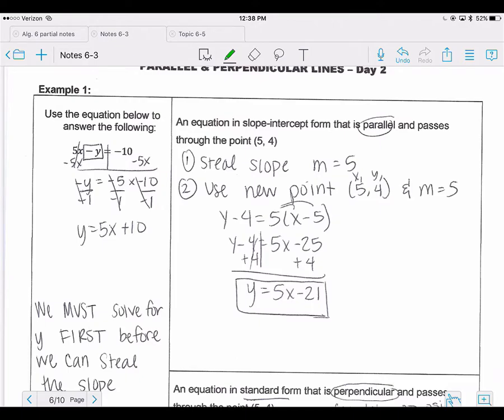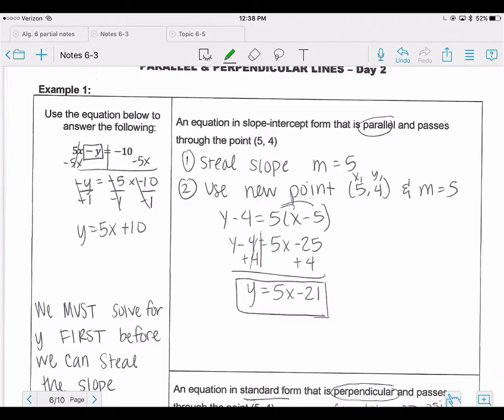So for example 1, they ask us to use the equation below to answer the following. We have 5x minus y equals negative 10, and they're asking us to write equations in slope-intercept form and standard form that are parallel or perpendicular. Now, if you remember from yesterday, the only way we can know if something is parallel or perpendicular is based on the slope. In order to find the slope, we need things in y equals mx plus b or in point slope form.